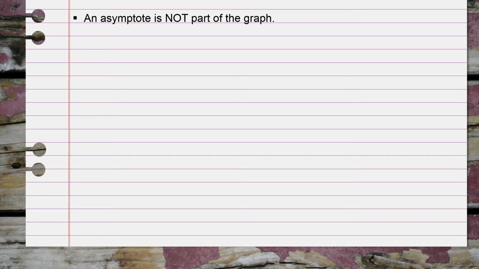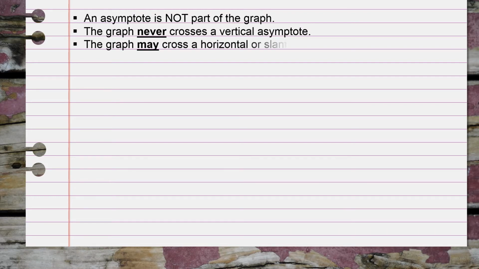An asymptote is not part of the graph. The graph never crosses a vertical asymptote, but the graph may cross a horizontal or slant asymptote. Think of it this way. A vertical asymptote is like the law. A horizontal or slant asymptote is like your parents' rules. Sometimes as kids, we test our parents' boundaries, so we may cross it, other times we may not.